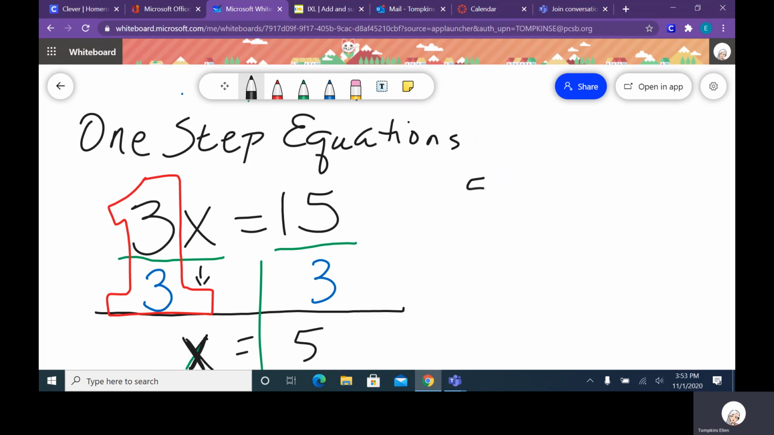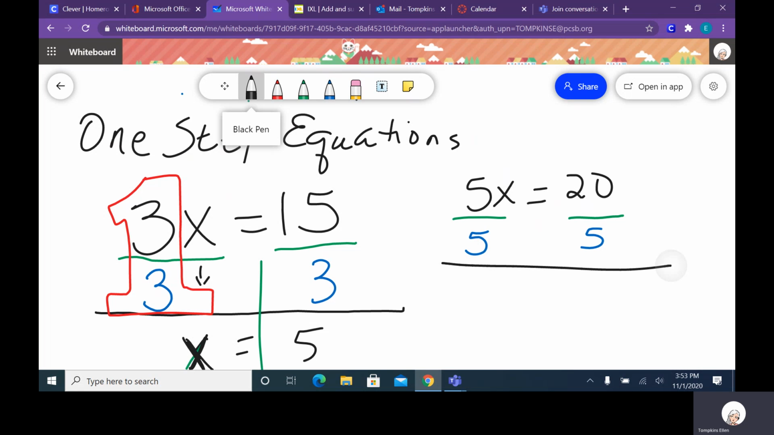So if I had another one, 5x equals 20, I would divide, because those are multiplying together, so I'm going to undo it by the number that's hanging out with my variable. These are going to cancel out, so I'm just going to slash a line through them rather than draw the one like I did. And x will equal 4. Okay? These ones are pretty nice.